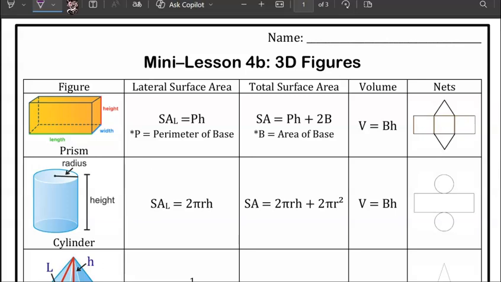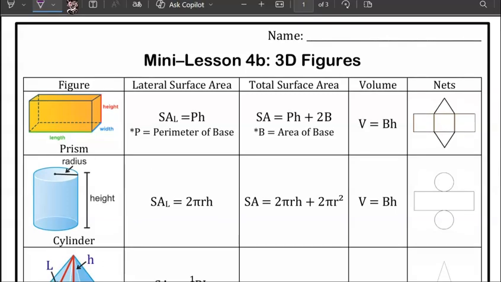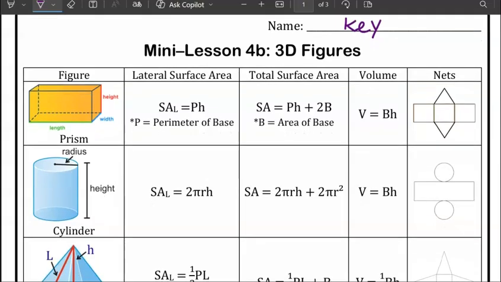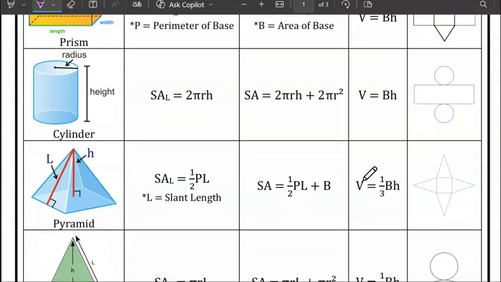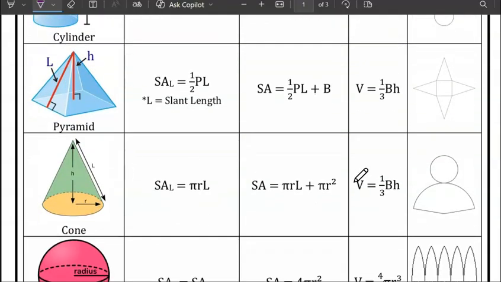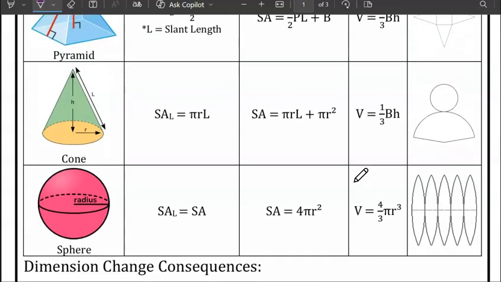Mini lesson 4B, 3D figures. The table below has various figures with their lateral surface area formulas, their total surface area formulas, their volume formulas, and their nets laid out in a two-dimensional space. We have prisms, cylinders, pyramids, cones, and spheres.